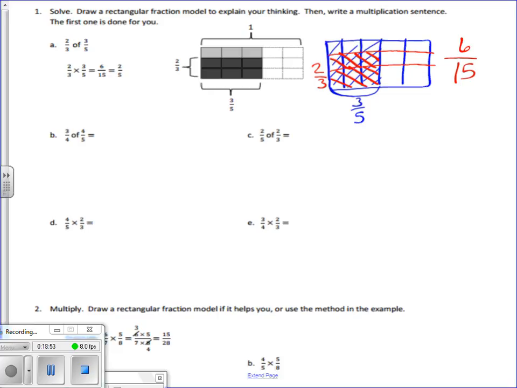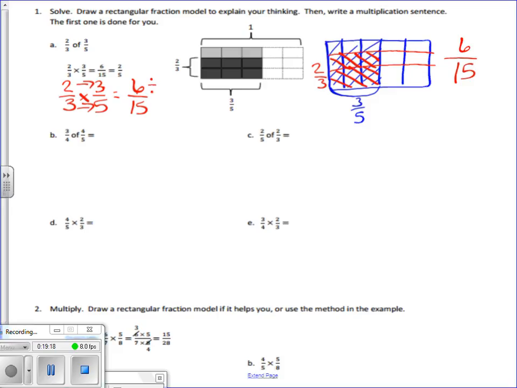And then of course that can be simplified. Here, when it's 2/3 times 3/5, you multiply straight across. 2 times 3, 6. 3 times 5, 15. Do they share a factor? Do they have a number that can go into both? That's 3. 3 can go into 6, 3 can go into 15.